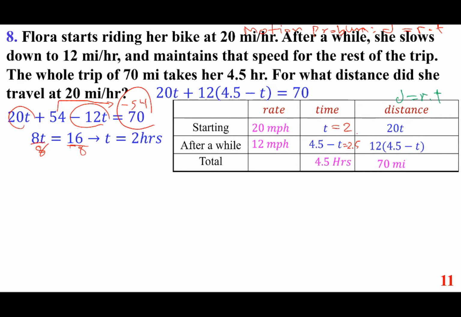Always write the units. So we can figure out the distance then, because it's asking for what distance did she travel at 20 miles per hour. 20 times 2, 40 miles. And 12 times 2.5 gives you 30 miles, and they add up to 70 miles. You can check that. So you can answer all kinds of questions.